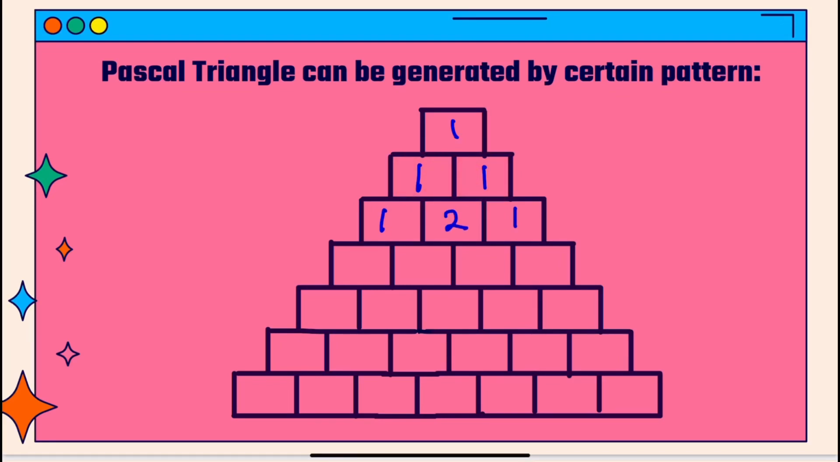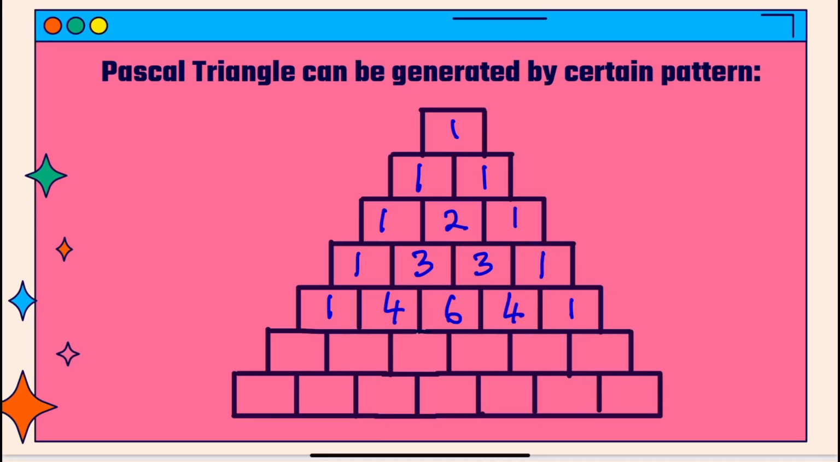Fourth row, start with 1 and end with 1. Next, 1 plus 2 equals 3. 2 plus 1 equals 3. Next row, start with 1, end with 1. Then, 1 plus 3 equals 4. 3 plus 3 equals 6. 3 plus 1 equals 4.